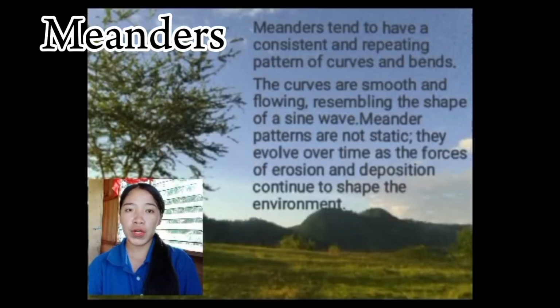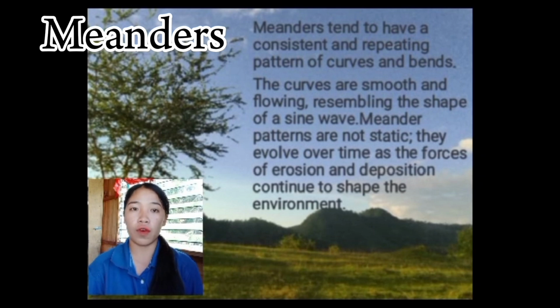So hi guys, for today I will be discussing to you the meander pattern and its examples. So meanders tend to have a consistent and repeating pattern of curves and bends. The curves are smooth and flowing, resembling the shape of a sine wave. Meander patterns are not static. They evolve over time as the forces of erosion and deposition continue to shape the environment.